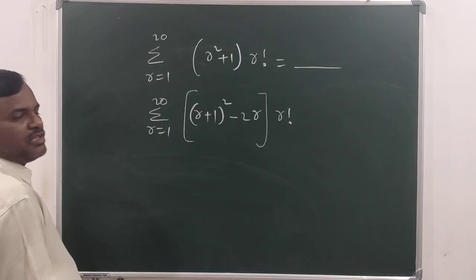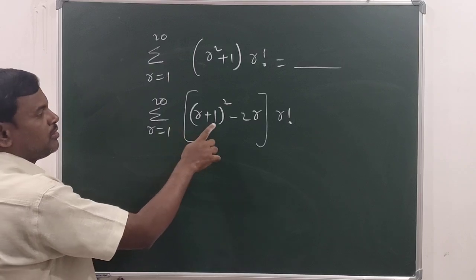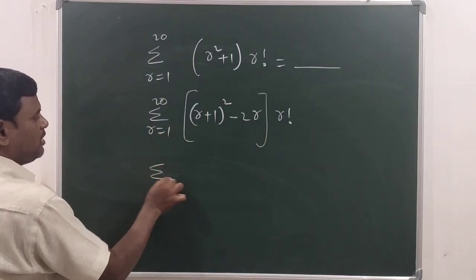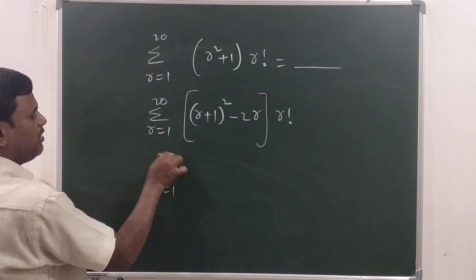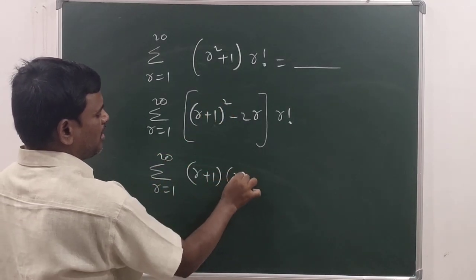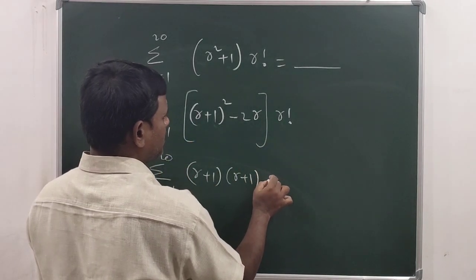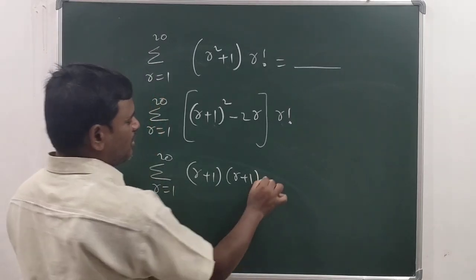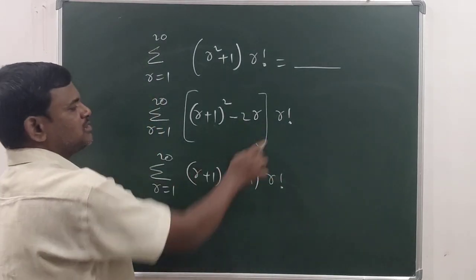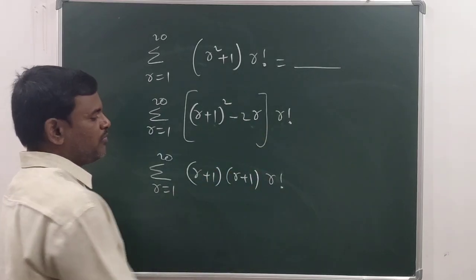Now in the next step, I am going to apply this summation symbol for these two terms. So here r runs from 1 to 20. This (r plus 1) whole square, I can write as (r plus 1) into (r plus 1). I am multiplying with r, so that I will get r factorial. Okay students, here minus, what is there? Minus 2r into r factorial.